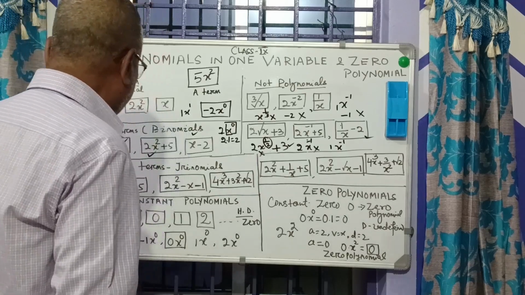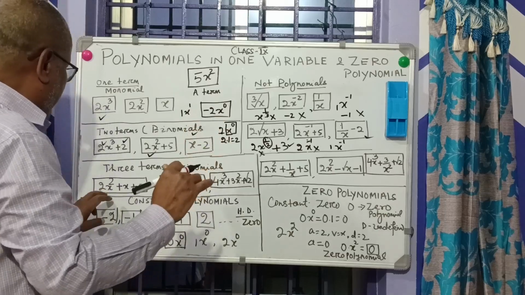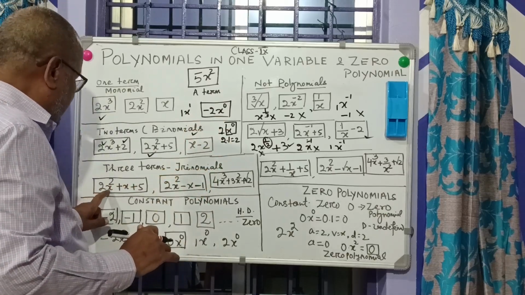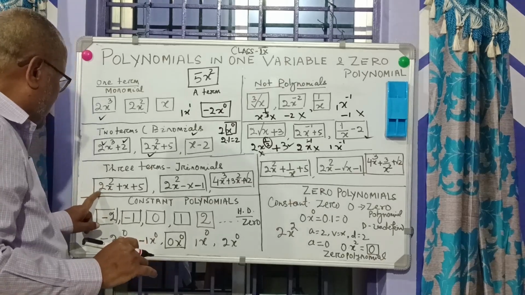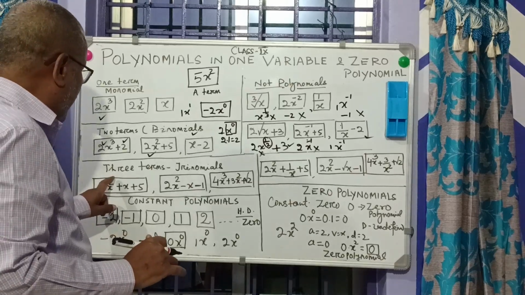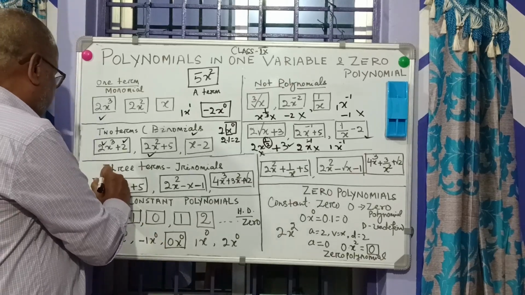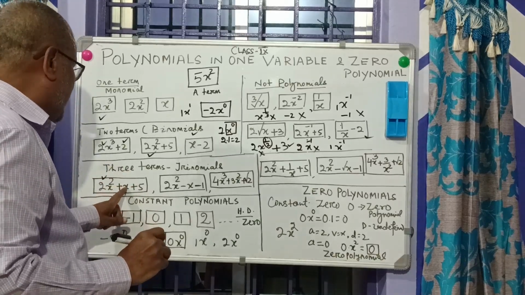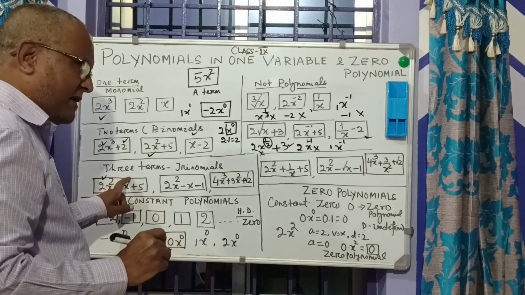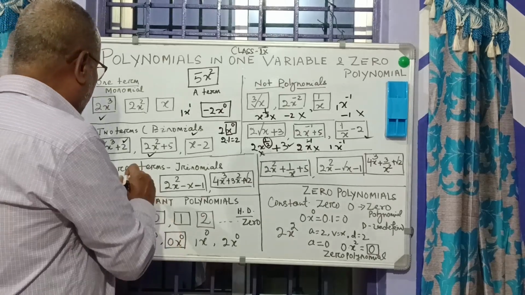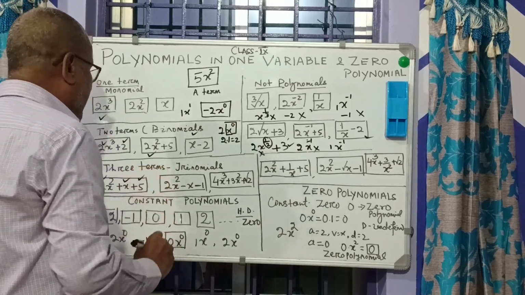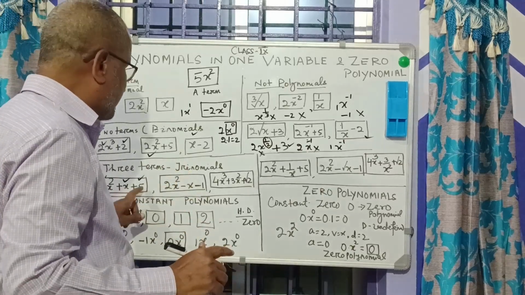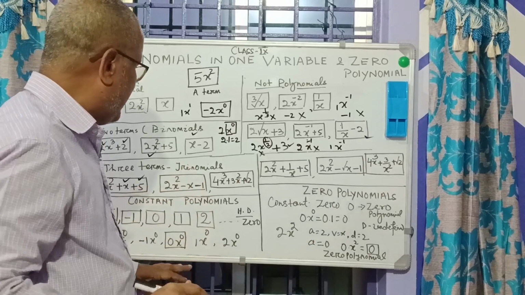Now look at 2x square plus x plus 5. Here the variable x, coefficient 2 and exponent 2. So it satisfies. And x is a variable. Here x is the variable, coefficient 1 and degree 1. And 5 is a constant polynomial. So three terms satisfy the conditions of a polynomial. So this expression is said to be a polynomial.